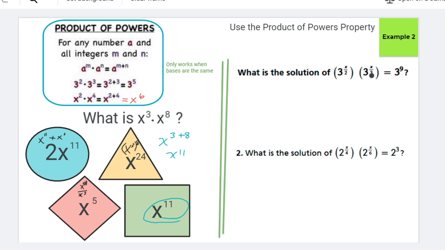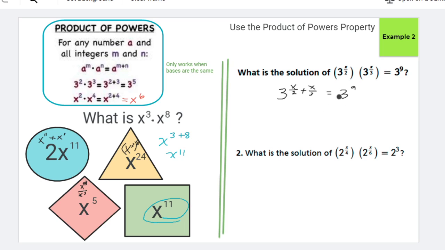So in this case, I could take the left-hand side of the equation and I could call it 3 raised to the power of x divided by 2 plus x divided by 3. Ooh, that's messy. Let me rewrite that. There we go. And that's still equal to 3 to the 9th. Now this next step that I do only works if the bases are the same, okay?